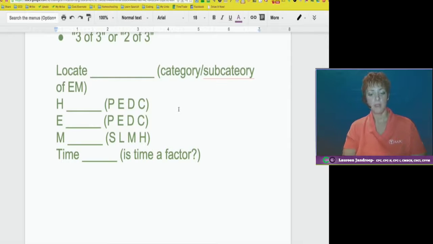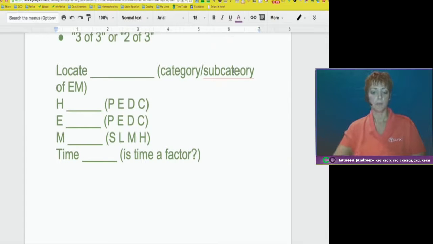Locate with a line next to it, HEM, all with their own line, which stands for history, exam, and medical decision making, which are the 3 key elements of E&M coding, and then time. Sometimes time can be the controlling factor, not the HEM, what I call the HEM, the history, the exam, or medical decision making. And the locate, of course, is the category and subcategory of E&M. Was it an office new patient? Was it a hospital ER?